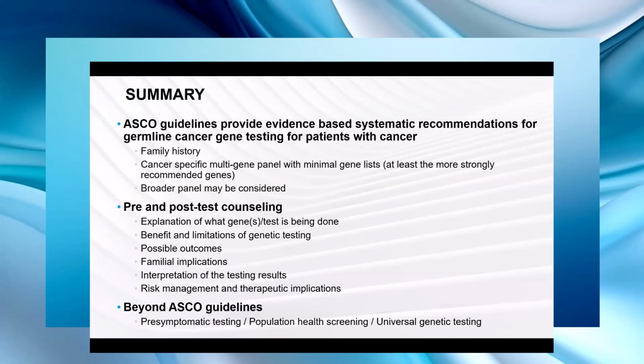Although the ASCO guidelines marked a significant step forward in addressing pivotal aspects of germline genetic testing in patients with cancer, they don't fully address areas like pre-symptomatic testing and upcoming future trends such as universal cancer screening, universal genetic testing for cancer, or population health screening.